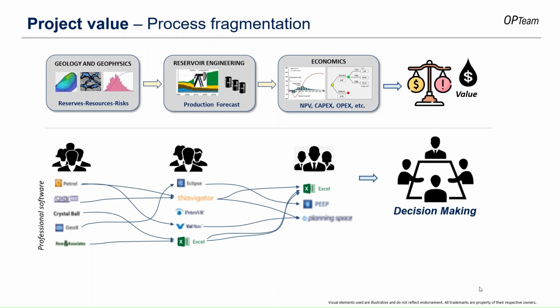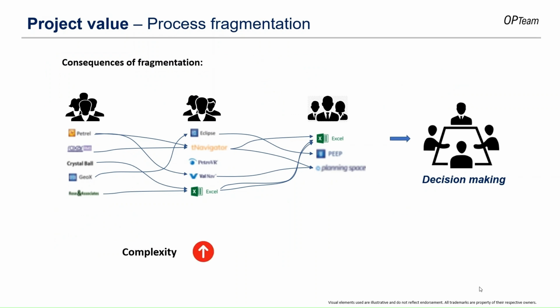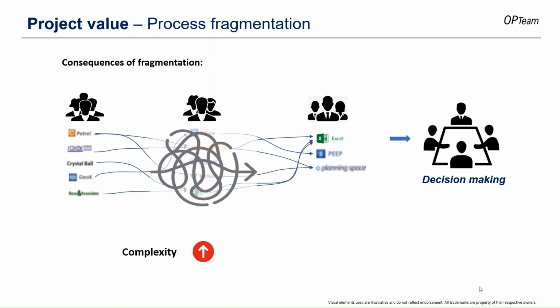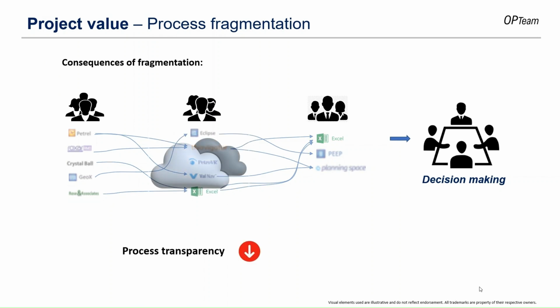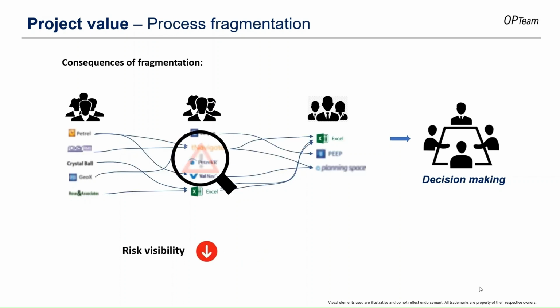And what happens because of fragmentation? First, the whole process becomes more complicated. Separate tools may not integrate smoothly, which only adds to the complexity. What about transparency? It actually gets worse. When calculations are spread across different tools, tracking and verifying them becomes much more difficult. And finally, with less transparency, detecting project risks gets even more challenging. Instead of being identified, risks and other obstacles get buried in the complexity.